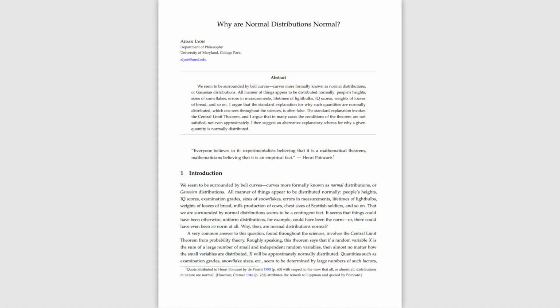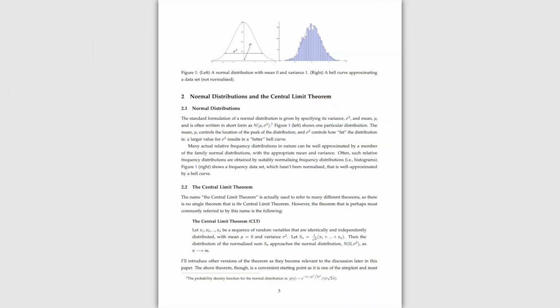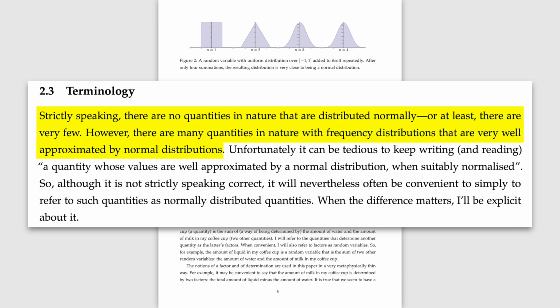In this paper, the author Aidan Lyon states, "Strictly speaking, there are no quantities in nature that are distributed normally, or at least there are very few. However, there are many quantities in nature with frequency distributions that are very well approximated by normal distributions."